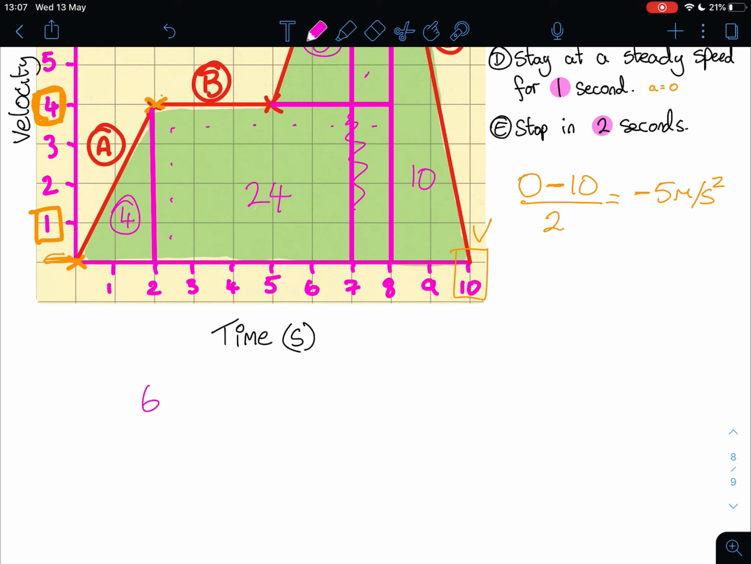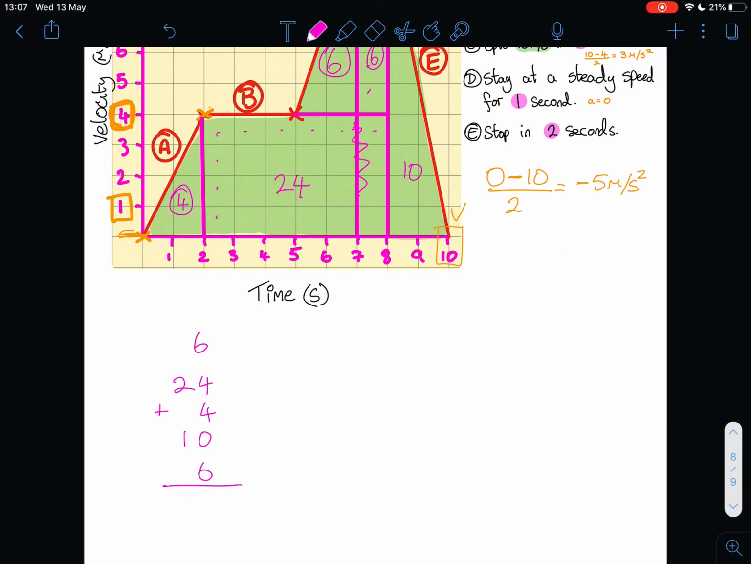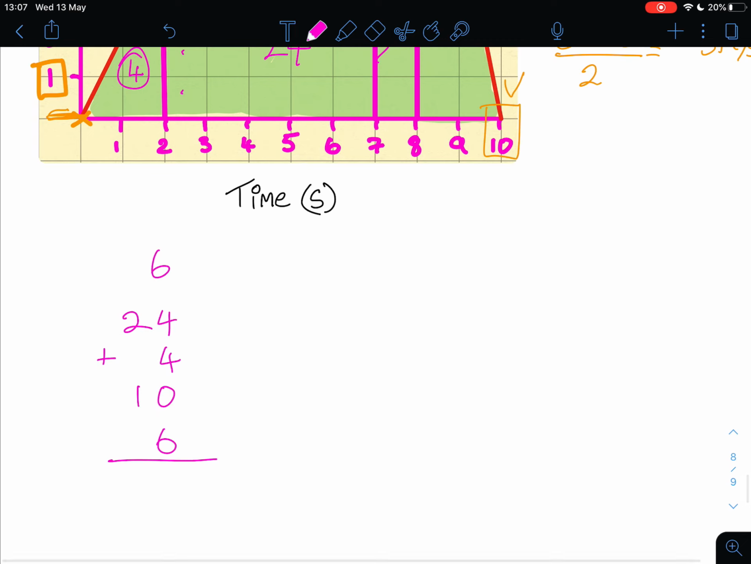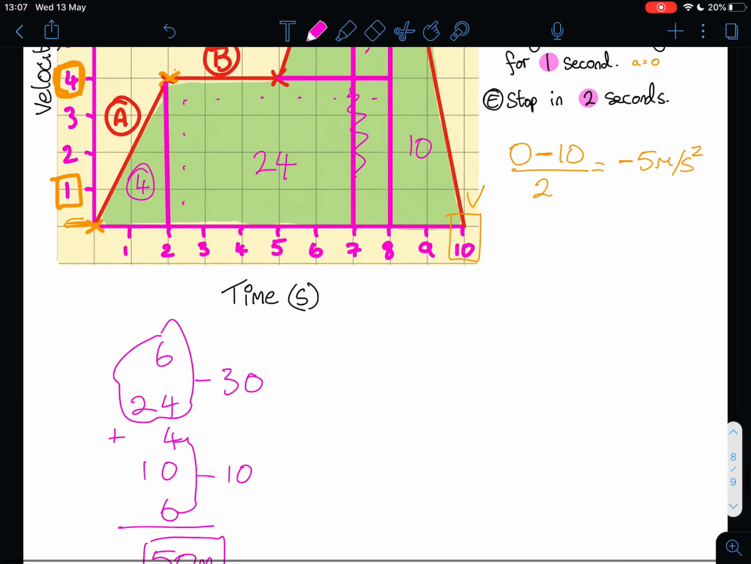So we have 6 add 24 add that 4, add the 10, add another 6. Here we go. I'm going to take those two together. That gives me 30. Those two together gives me another 10 plus another 10, and it gives me, I believe, 50 meters. So let me repeat one more time.